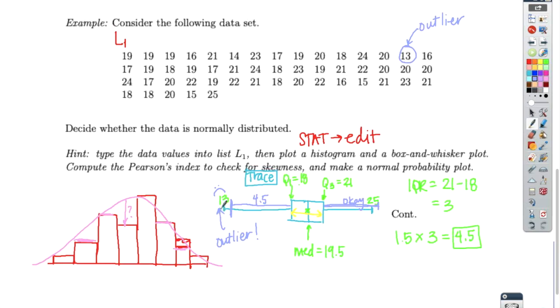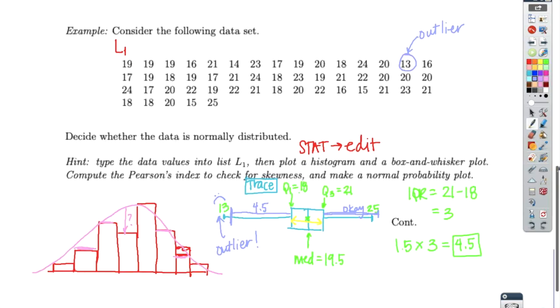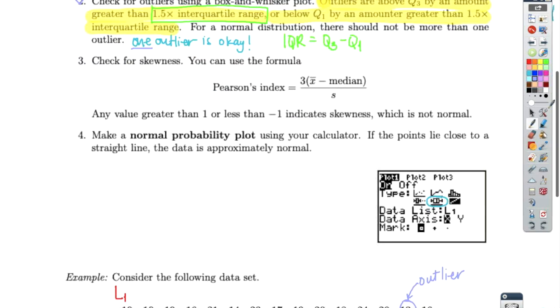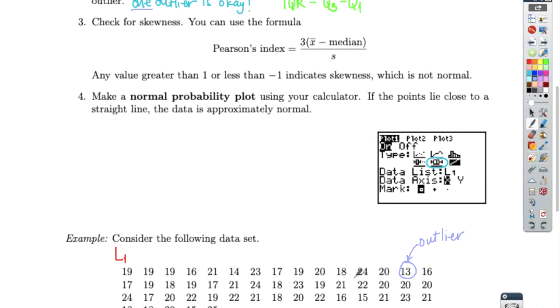13 is an outlier, but as long as we only have one, we pass test number 2. So far, test number 1, the histogram, indicates that that big list of data is normally distributed, that this would look like a bell curve. Test number 2, the thing about outliers, well, we have one outlier, but that's okay. So test number 2 is passed.